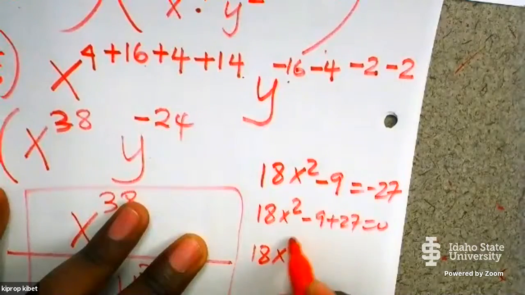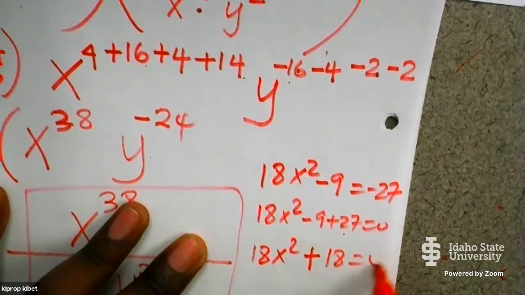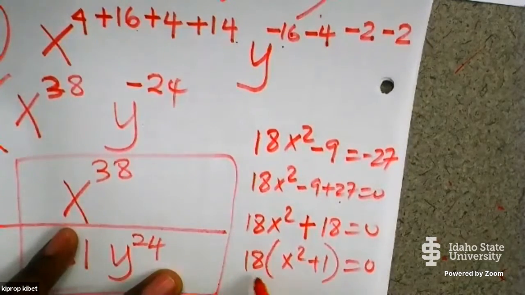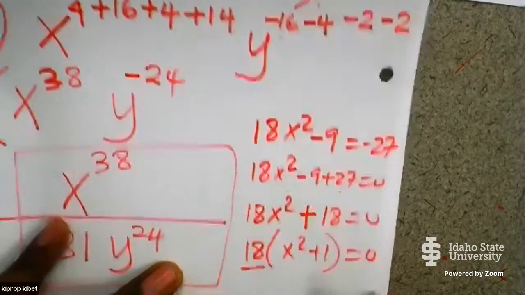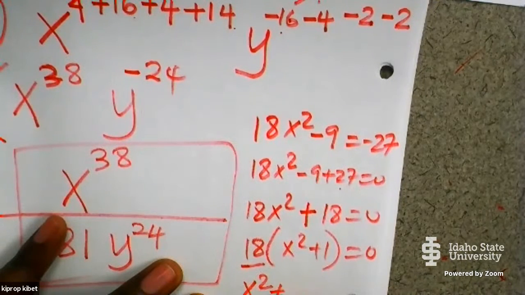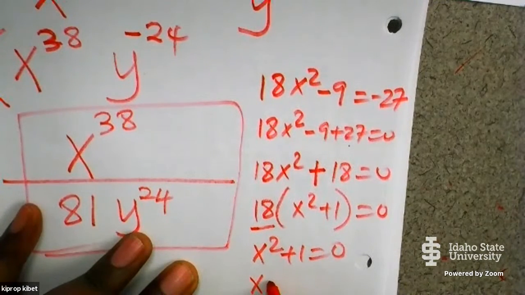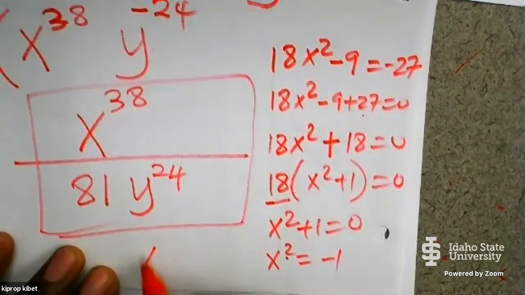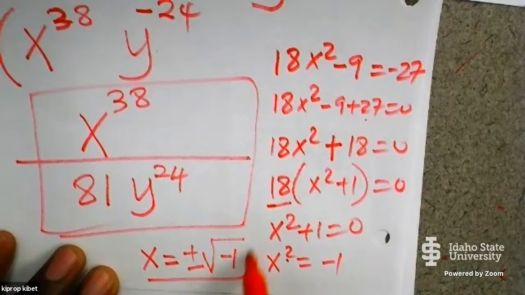So 18x squared plus 18 equals 0. Divide by 18 everywhere. So you get x squared plus 1 equals 0, right? So x squared equals minus 1. So what is our x? Plus or minus the square root of minus 1.